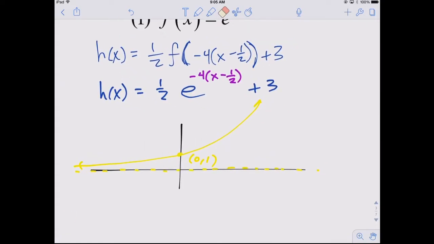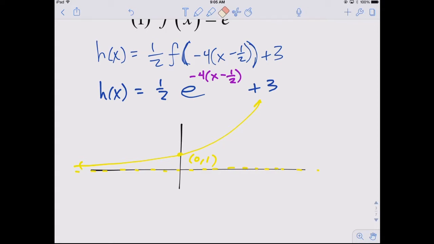All right, very quickly again, we're going to compress it vertically by a factor of 2. The graph is going to be a little bit flatter. We're going to reflect it across the y-axis. Again, a very significant one, right? Because now instead of an increasing function, it's going to be a decreasing function.